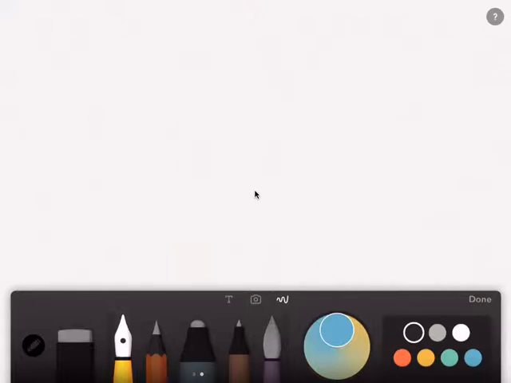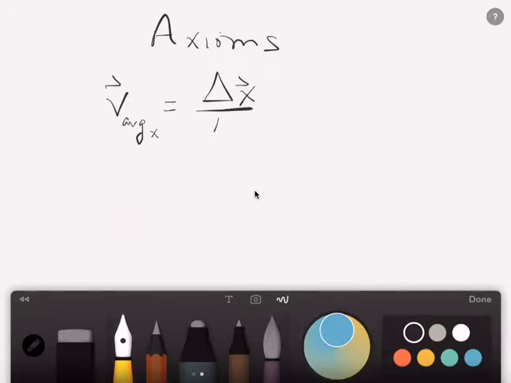So what have we done so far? We have derived some axiomatic equations, and from those axiomatic equations, we want to derive our kinematic equations. So we have velocity, and now we'll just refer to velocity as the average velocity in general, equals some delta, and let's just use x, delta x over delta t. This is going to be equation number one.